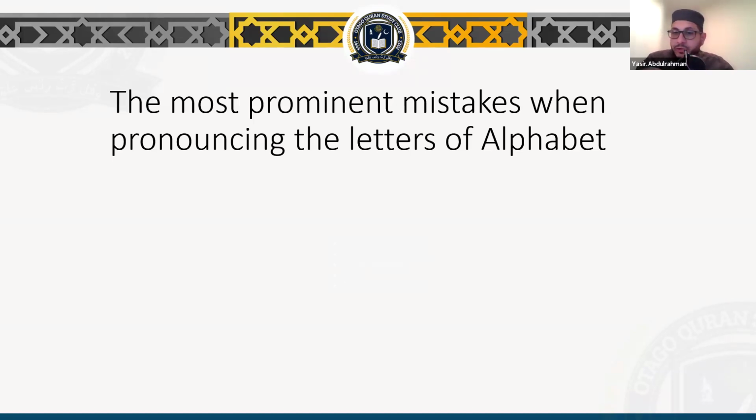Let's go to the next letter, حرف الجيم. We have like 10 minutes. The first mistake is pronouncing it softly, as in, instead of saying جعلوا, it becomes جعلوا.